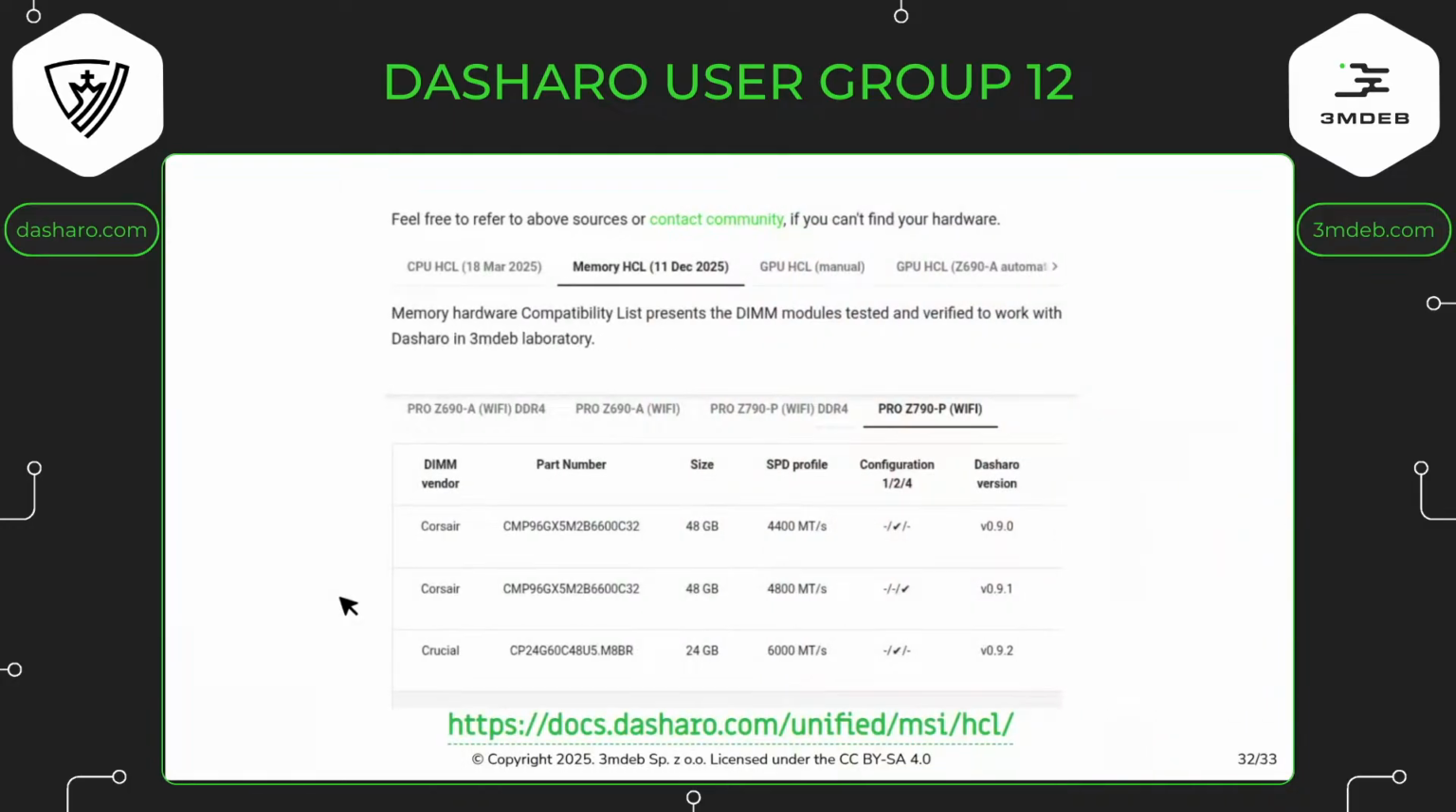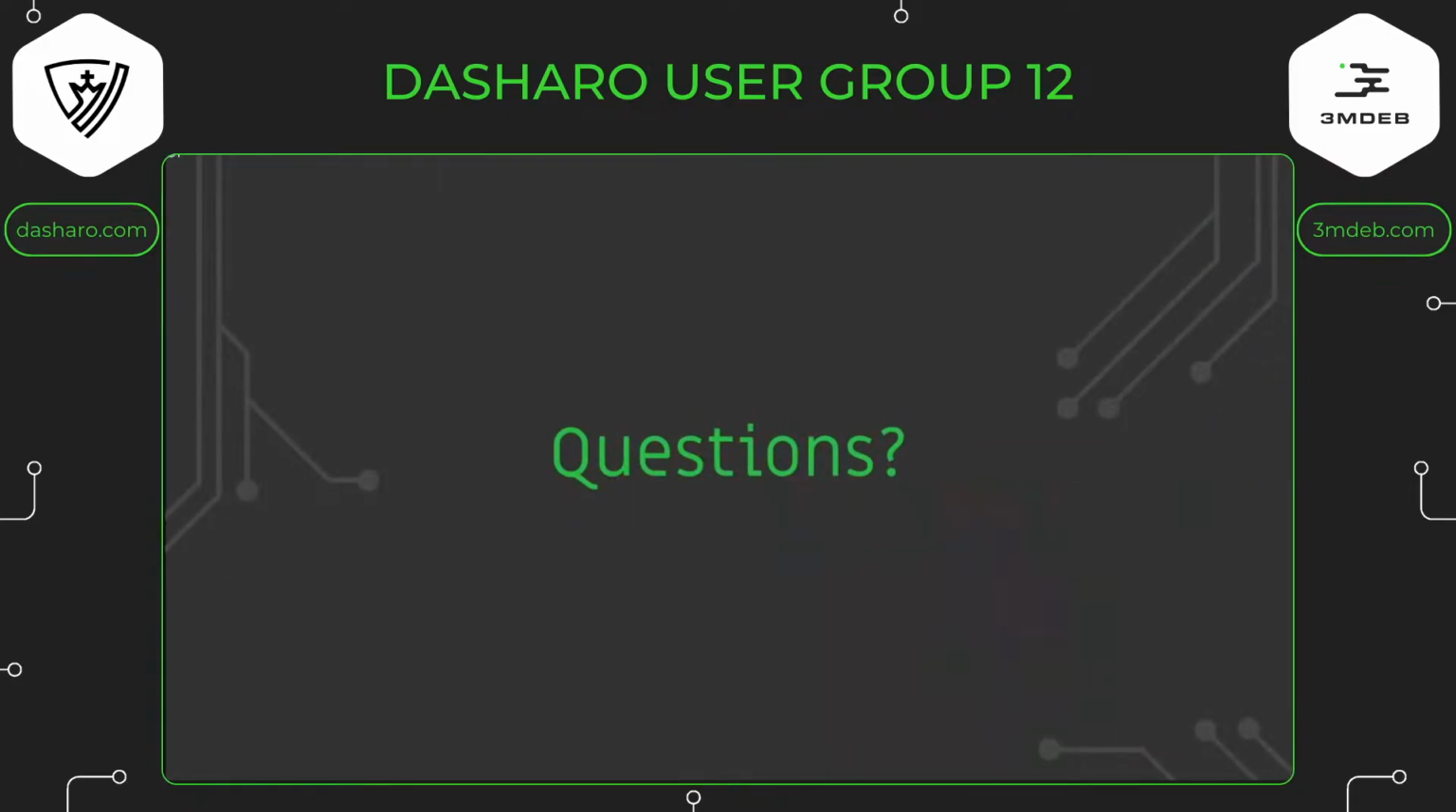Some nice updates from the team. We finally updated the memory HCL. So if you're looking for DDR5 memories compatible with Z790P, there is already a list. You can go to docs.dasharo.com. I know many people asked for that for a very long time. We finally made it. We extracted the information from Dropped HCLs. There are quite a lot of new entries there, so please feel free to check this. This was done today.